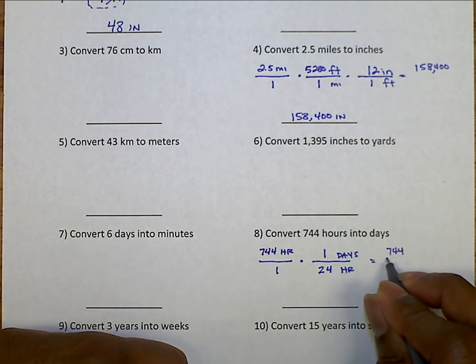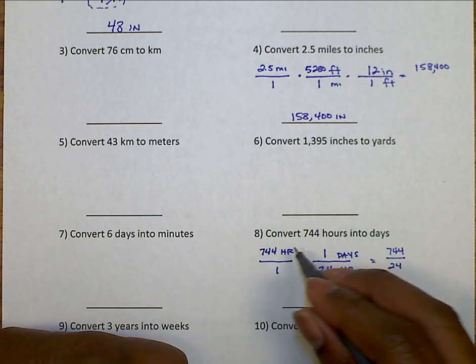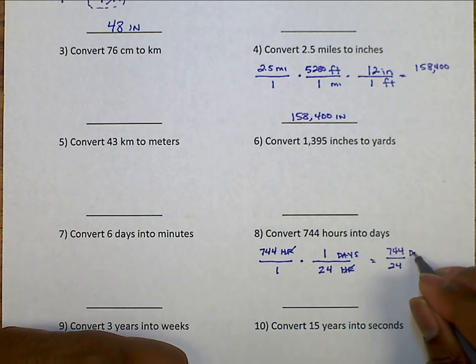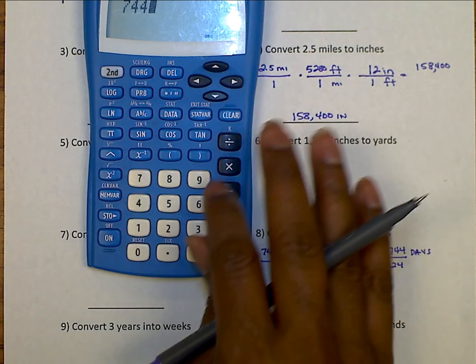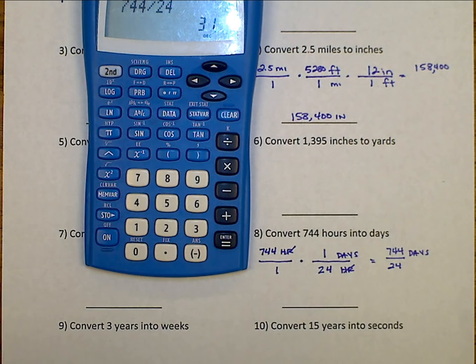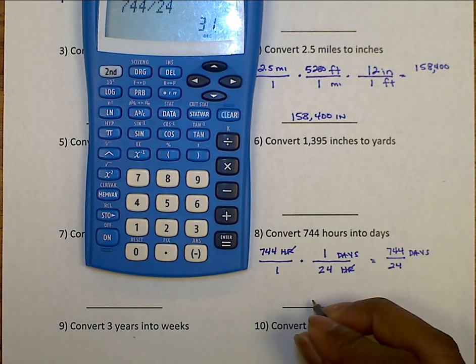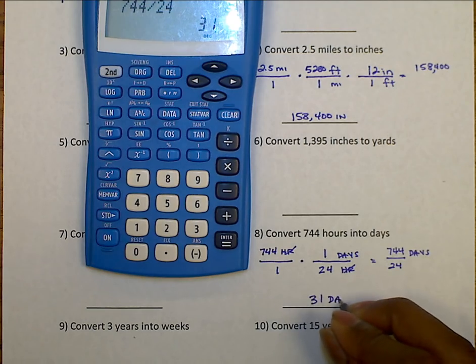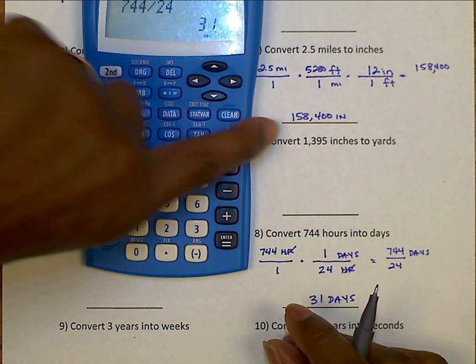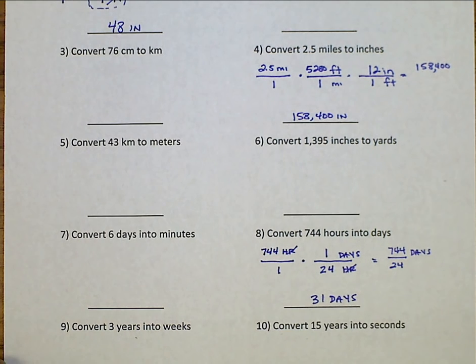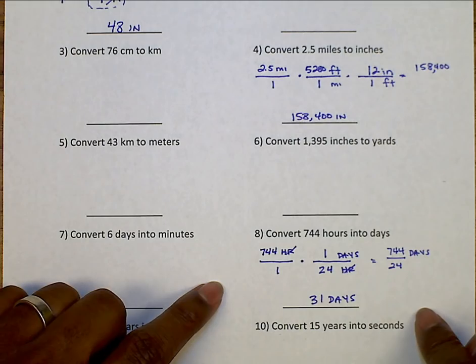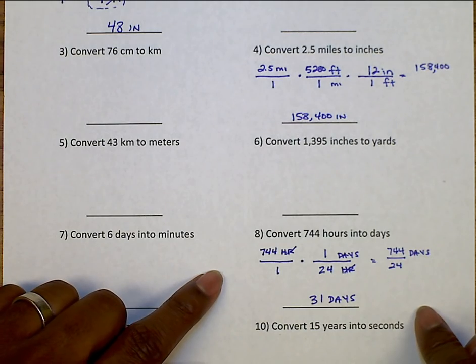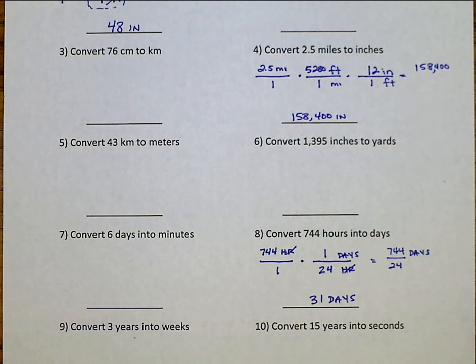Okay, and so as we do this, 744 over 24. Notice that our hours unit does cancel out, and so we're left with days. And so we can use our calculator, put in our fraction, 744 over 24, and that gives us 31. So in a month, there are 31 days, 744 hours. Okay, so that's converting one unit to another unit. You might think that the fractions are overkill, but when we get to converting 2 units to 2 units, you'll see how helpful this system is.